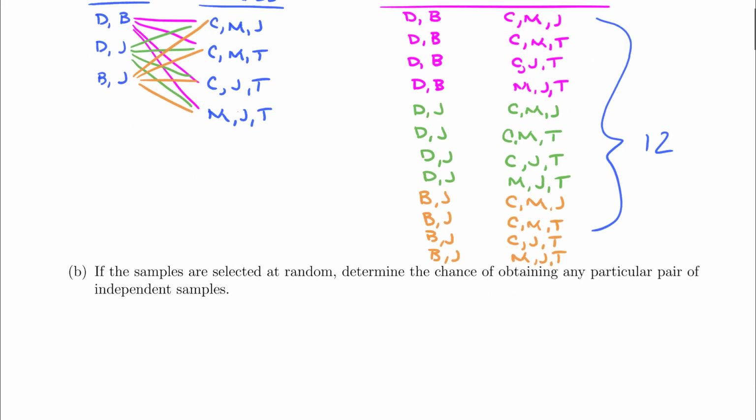And that leads us into part B. It says if the samples are selected at random, determine the chance of obtaining any particular pair of independent samples. So our independent pairs would be a group from the males and a group from the females, and we have a 1 in 12 chance of selecting any one of those particular samples.